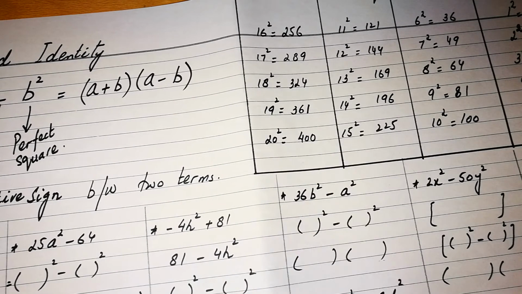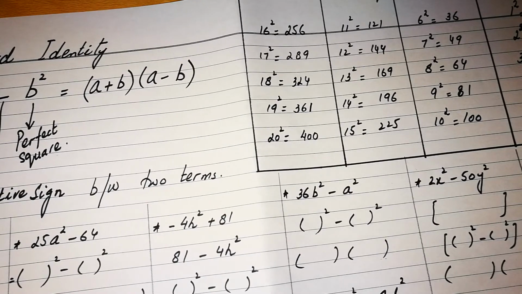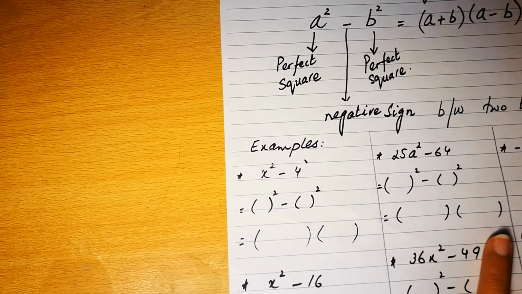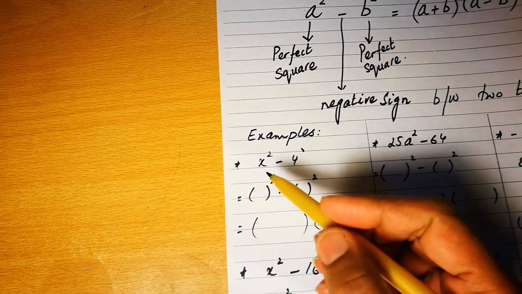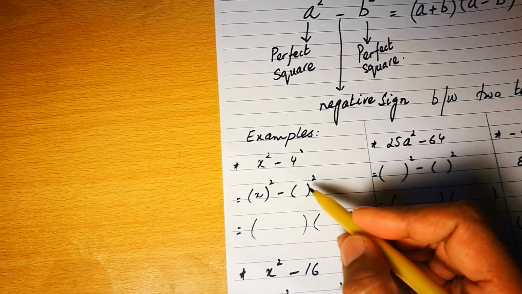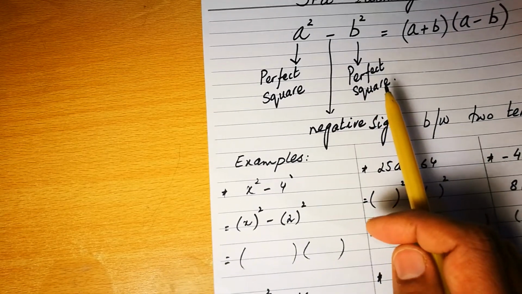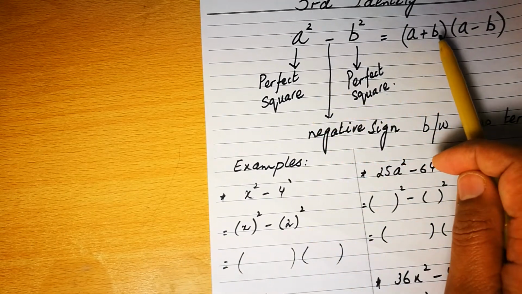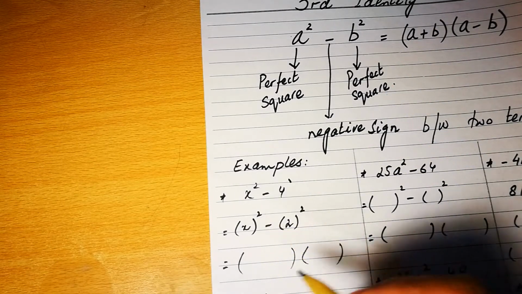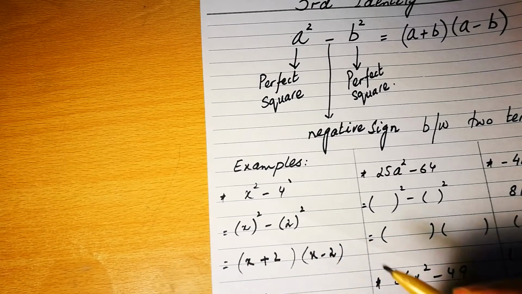Sometimes the examiner is not going to give you a question with a square term. You are going to convert it into a square term, just as in the first example we are going to discuss, that is x square minus 4. Now x square can be written as x whole square and 4 is a perfect square, so I can write it as 2 whole square. So see the third identity, a square minus b square is (a plus b)(a minus b). So x square minus 2 square can be written as (x plus 2)(x minus 2).